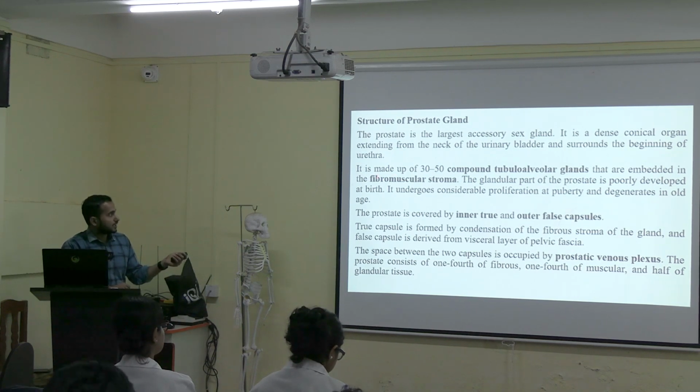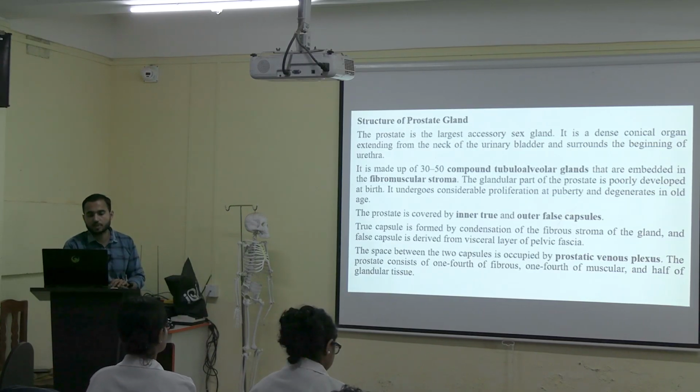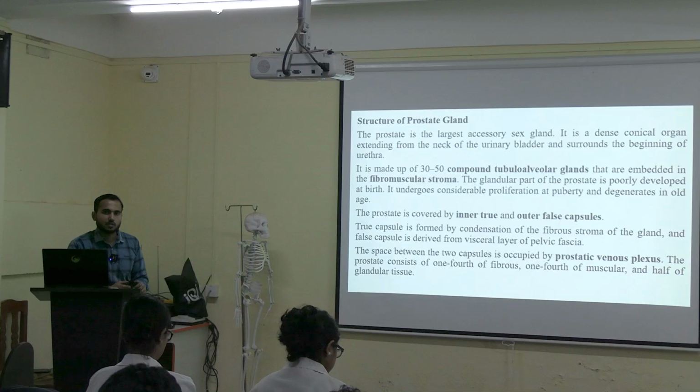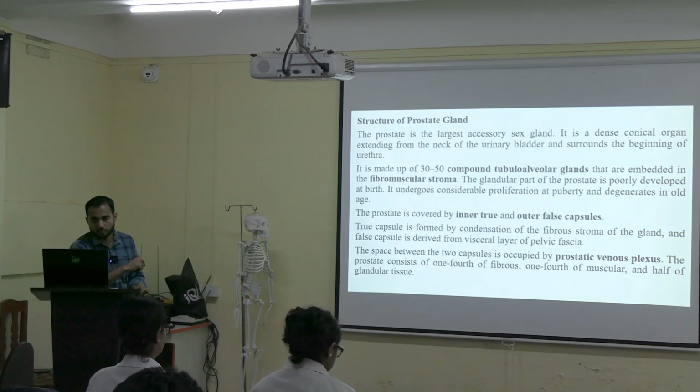Next, if you see the prostate gland, it is made up of 30 to 50 compound tubuloalveolar glands. That is the secretory part, or you can say parenchyma of the gland. And the stroma is made up of fibromuscular tissue. This is how the gland is formed.